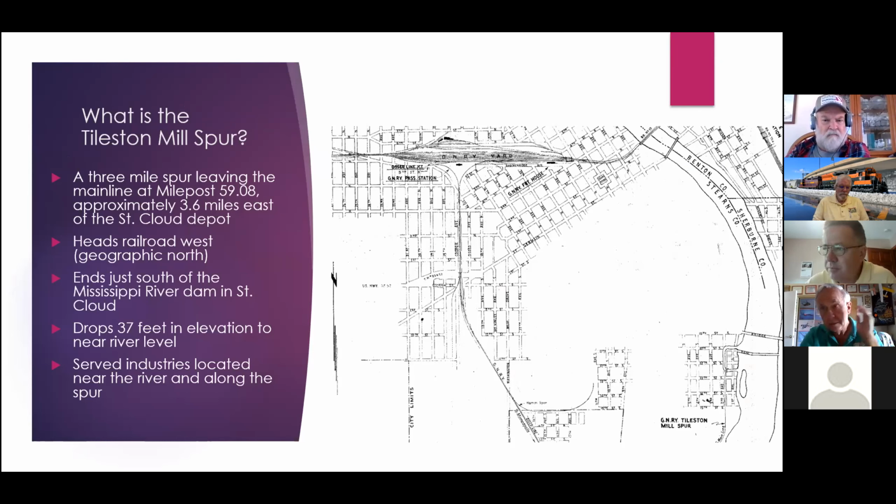Basically, it heads from the bluffs where the main line is down to the river level. Here's the Mississippi River coming through, and there's a dam here. In relation to the yards up here, and the railroad crossing of the river north up here, the spur came down to basically just above river level. It dropped 37 feet in elevation, and it serves industries located near the river there, and a couple of other things along the spur.